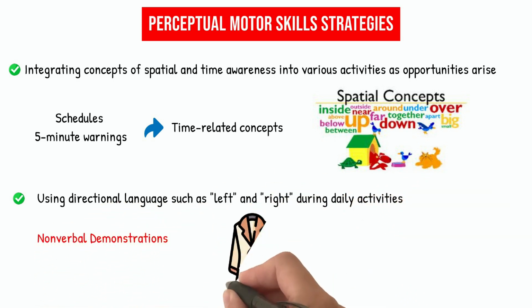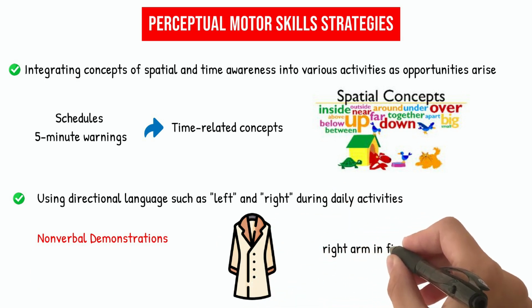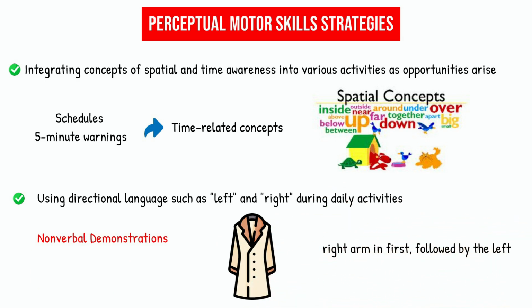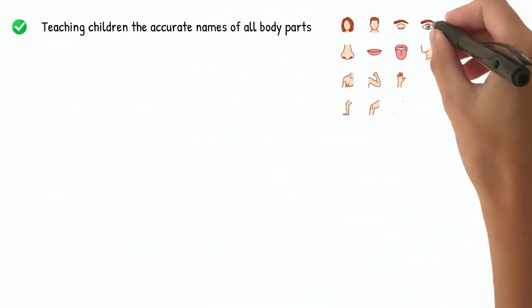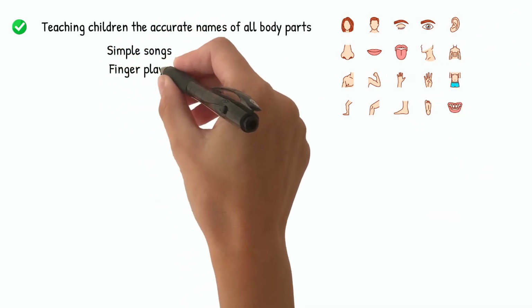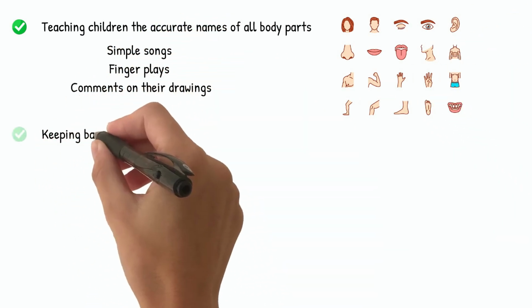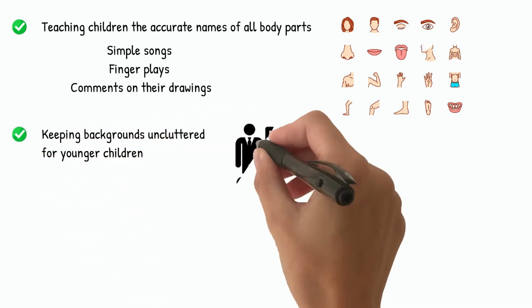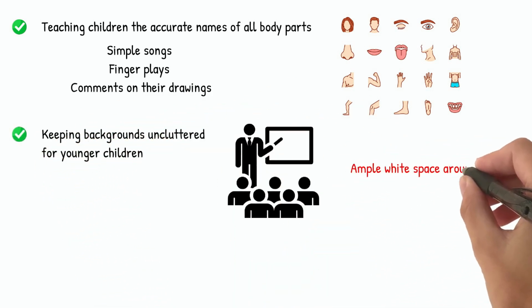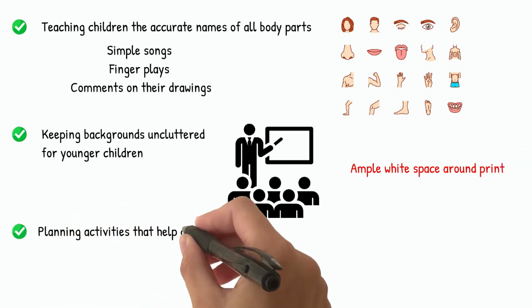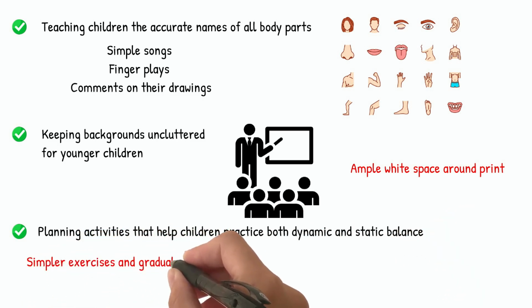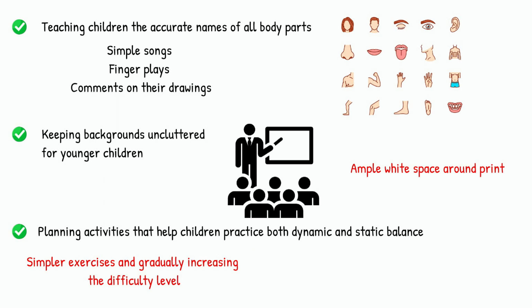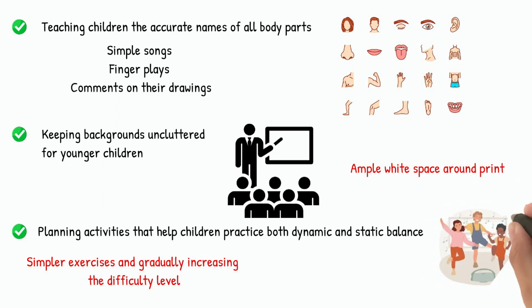For instance, while helping children put on their coat, you can instruct them to put their right arm in first, followed by the left, teaching children the accurate names of all body parts. This can be incorporated into simple songs, finger plays, or comments on their drawings. Keeping backgrounds uncluttered for younger children, with ample white space around print and a few objects on the shelves. Planning activities that help children practice both dynamic and static balance, starting with simpler exercises and gradually increasing the difficulty level. For instance, during a dance or movement activity, you can have children freeze in a dynamic position.